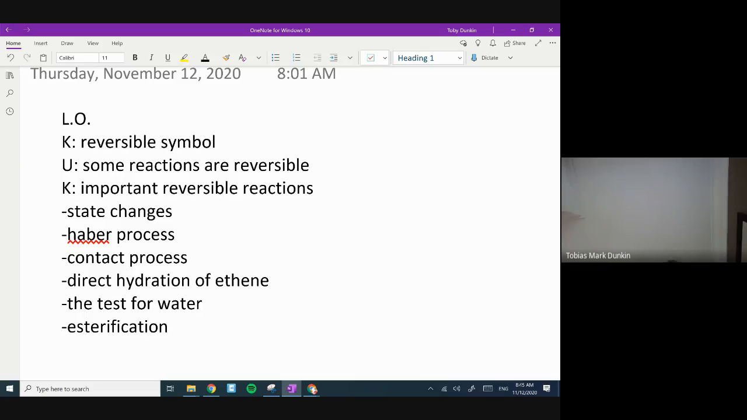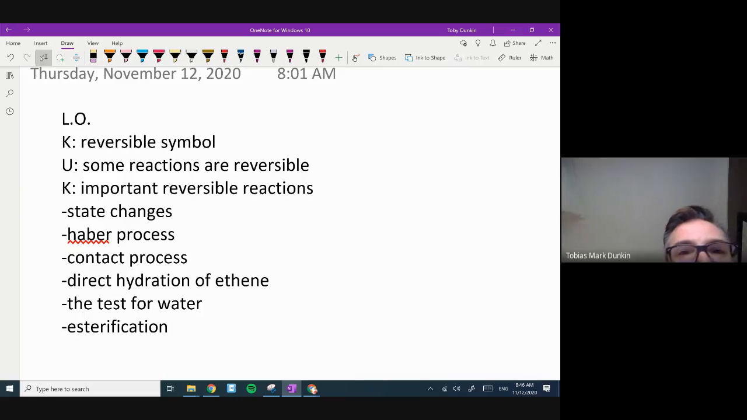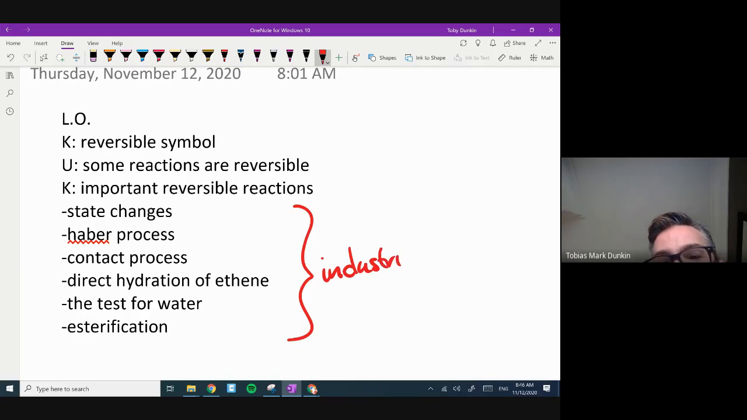Or the ones that I've then put on the classroom, which is state change, Haber process, contact process, direct hydration of ethene, the test for water, and esterification. All 6 of those come up on a regular basis on EdXL questions. So now I usually teach these in a lesson called Industrial Chemistry. Industrial Chem. Apart from the test for water. The test for water is one that is not included, and state changes as well.